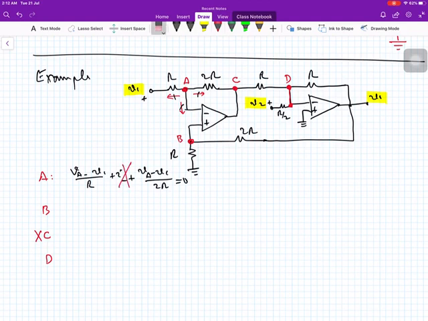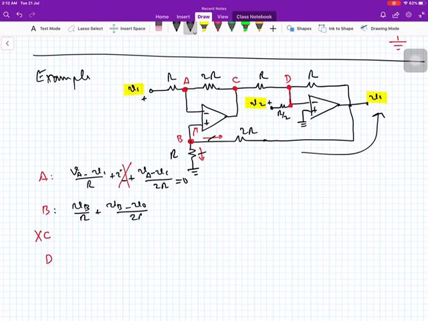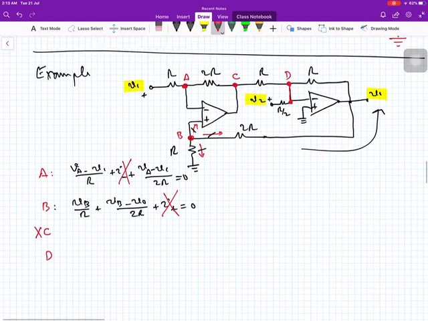Now equation at node B. Writing equation at node B, we will see these currents over here. So one by one, this is VB divided by R. What is this current? This is VB. What is on the other end? Look at this. Minus VO divided by 2R. What is this current? Plus I entering into the non-inverting input. And you know, due to our assumption, we will ignore this.